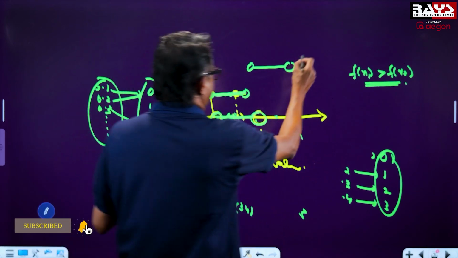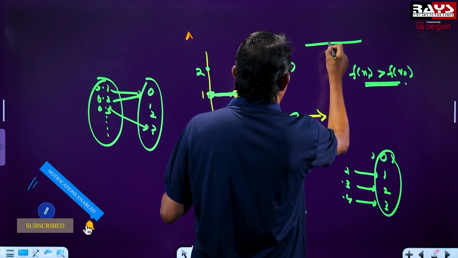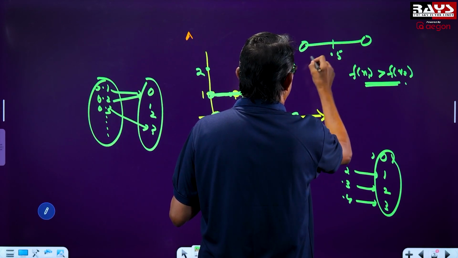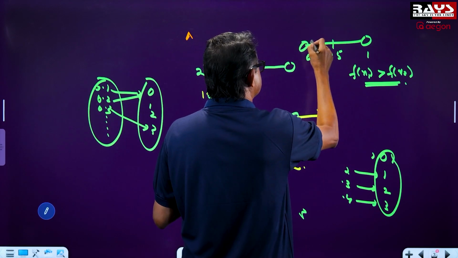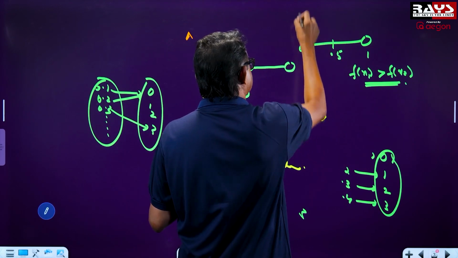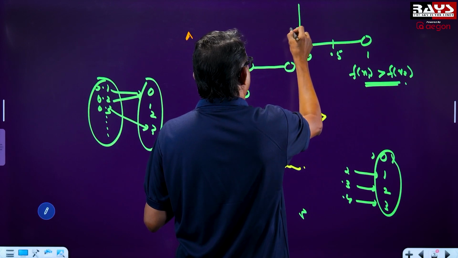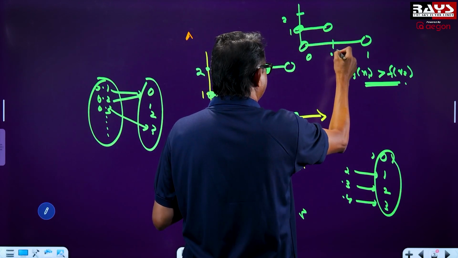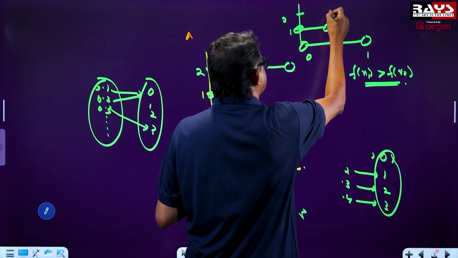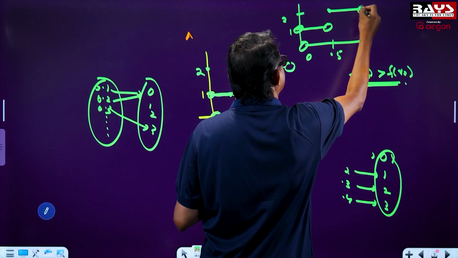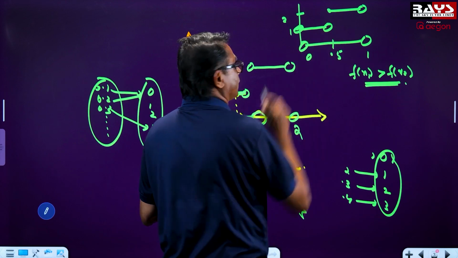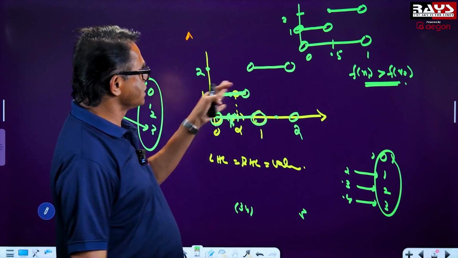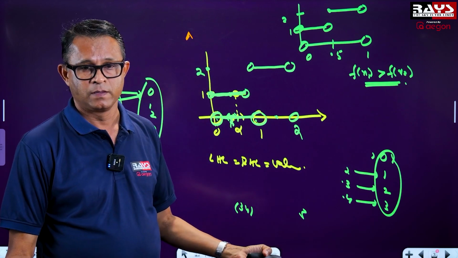Suppose, for example, I take 0.5, with 0 and 1 as the ends of the interval. Suppose 1 is the image, and the image of 0.5 is, suppose, 2. Then it will be like this. So what happened? The line is broken. If the line is broken, it is not continuous.